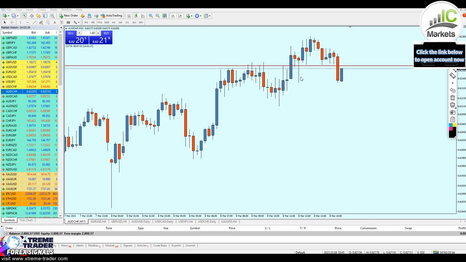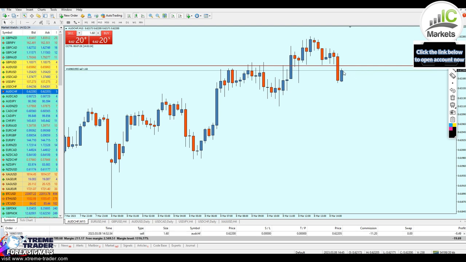And indeed, the AUDUSD has risen again and reached that level of resistance. Now is the best time to place the sell order, and don't be late. Fantastic.